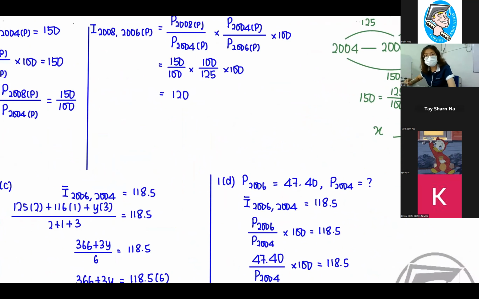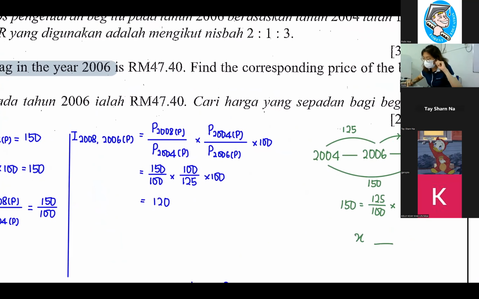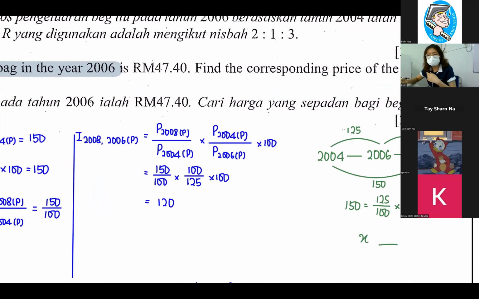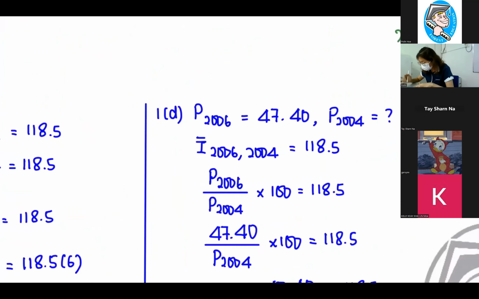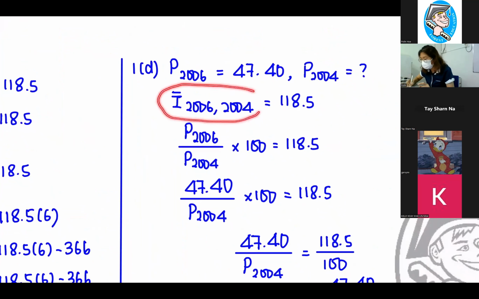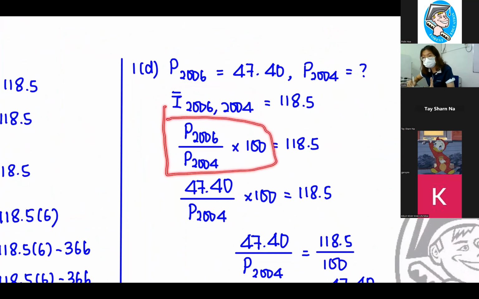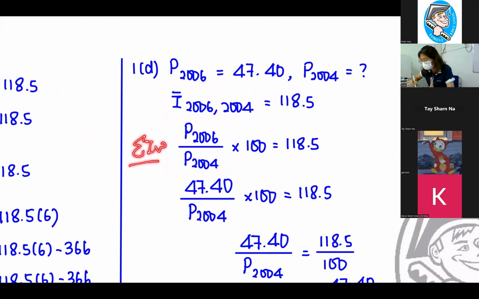When you are doing calculation, you are allowed to skip the unit. Find the corresponding price of the bag in 2004. Just now I said I bar is also equal to I. When we discuss the price, you go back to this instead of using summation of IW over summation of W, because now we are discussing price. That's why I use P for price.